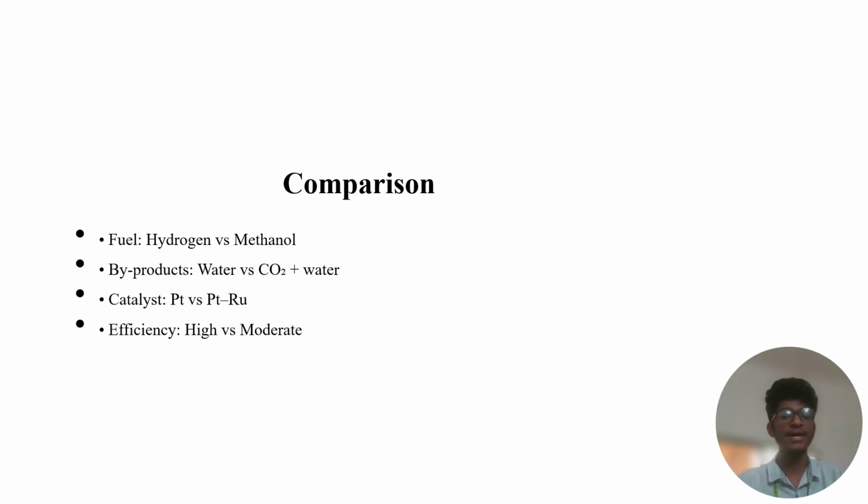Now we will see the comparison between both cells, that means the H2O2 and CH3OH fuel cells. In H2O2, hydrogen is the fuel, and the byproduct is water. In CH3OH, methanol is the fuel, and carbon dioxide plus water are the byproducts. Catalyst: we use platinum in H2O2 and platinum-ruthenium in CH3OH. Efficiency is high in H2O2 fuel cells. Efficiency is moderate in methanol oxygen fuel cells.